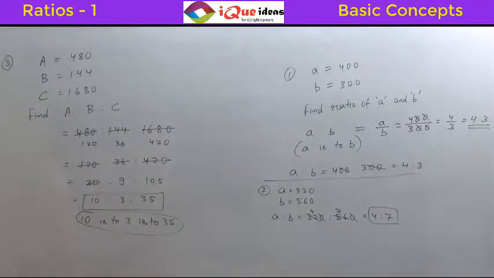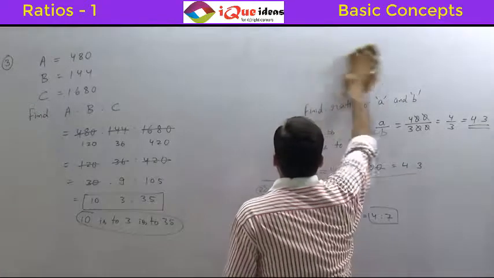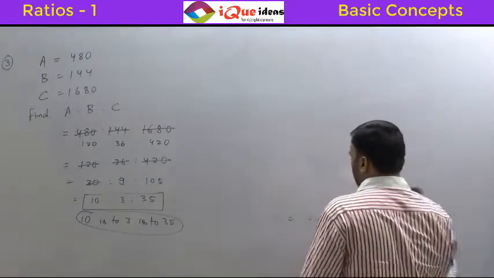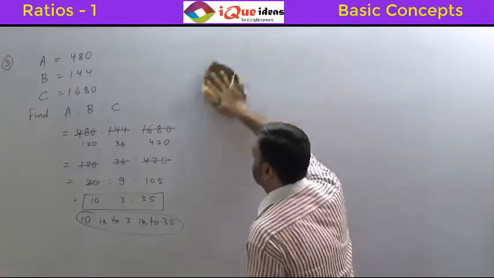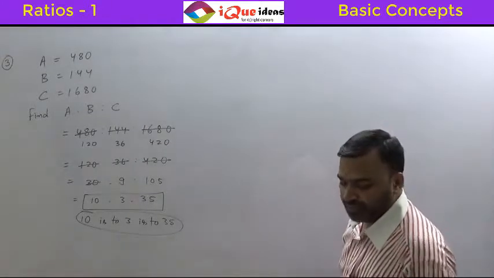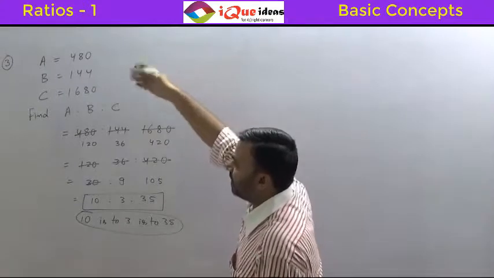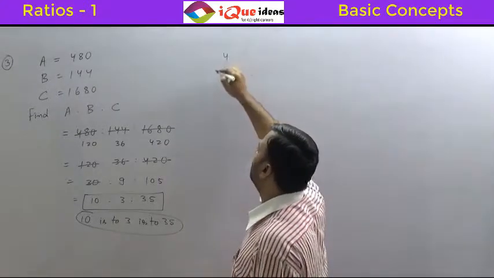Alright, let's take some more situations. If the numbers are given, you can just divide by the common factor. Go on dividing as long as there is a possibility of division, or as long as there is any common factor other than 1. Okay, let's take another one.